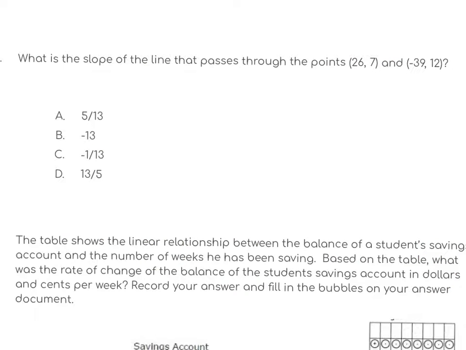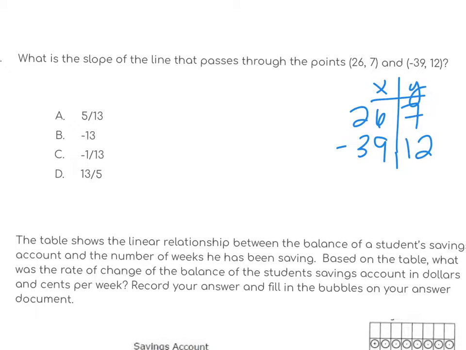Okay, number 3, what is the slope of the line that passes through the points 26, 7, and negative 39, 12? Okay, so you can either use the slope formula for this, or you can put these points in a table if you want. So 26, 7, negative 39, and 12. Or you could use the slope formula. So I subtract my y's, and I subtract the x's in the same order. So negative 39 minus 26.